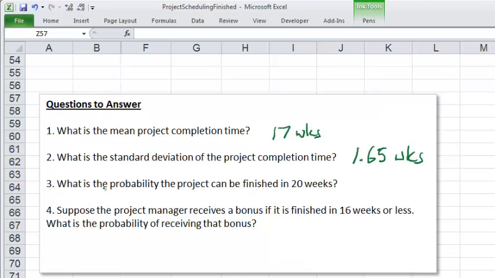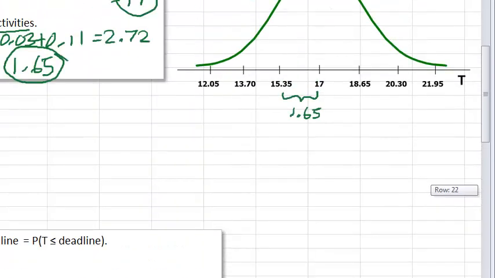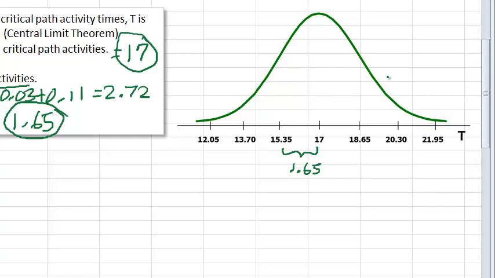So we need to do probability that the project time T will be less than or equal to 20 weeks. So, I mean, you wouldn't mind if you finished earlier than 20 weeks. That would still be considered finishing in 20 weeks. So we could say less than or equal to 20 weeks. And now how do you solve this? So what we want is 20 is about here.